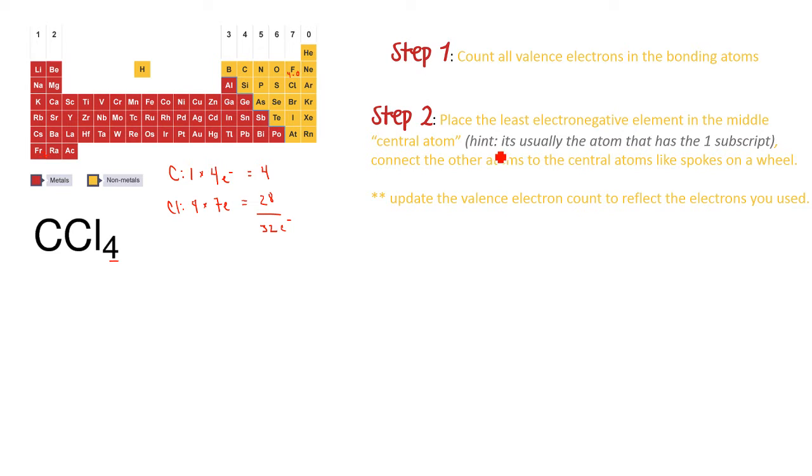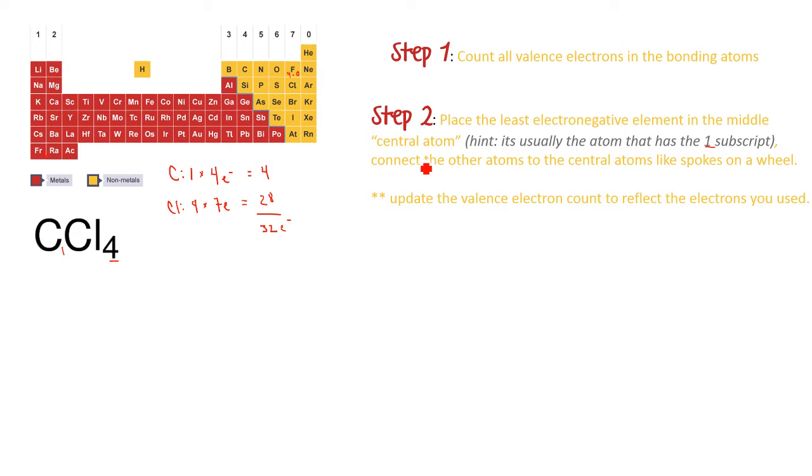As a general hint, it's usually the atom that has a 1 as the subscript. So we'll see here that chlorine has a 4 and carbon has an imaginary 1, and so carbon will go in the middle both because it is the least electronegative, but also he's the one that has a 1 subscript. So typically that rule works if you want to hurry through these problems or not look at the electronegativity. But since they're given, it's not that big of a deal.